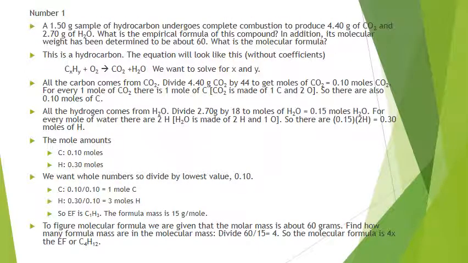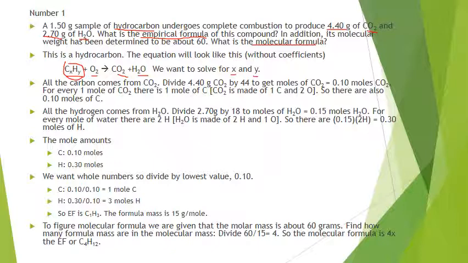So the first problem says I have 1.5 grams of a hydrocarbon that undergoes complete combustion and forms 4.4 grams of carbon dioxide and 2.7 grams of water. I want to find the empirical formula, which I call EF, and I also want to know the molecular formula given the molecular weight. So this reaction is the hydrocarbon combining with oxygen to form carbon dioxide and water. What we want to do is solve for x and y.